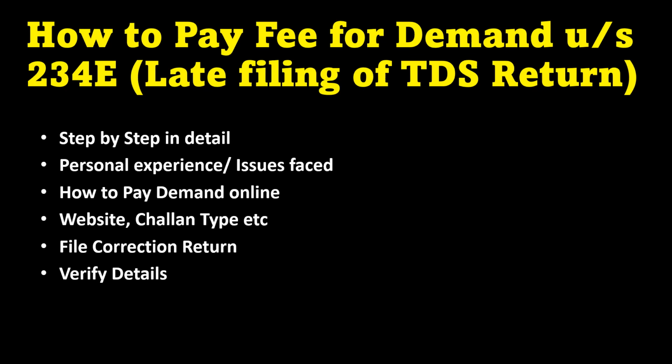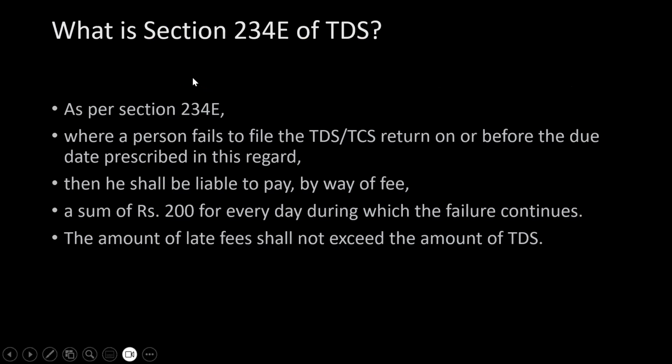What is the website that you should choose? Where should you go? What is the type of challan that you should choose? And then once you've paid it, how to file your correction return and verify the details that yes, you've done all the steps correctly. So let's go ahead. So first of all, what is section 234E of TDS?